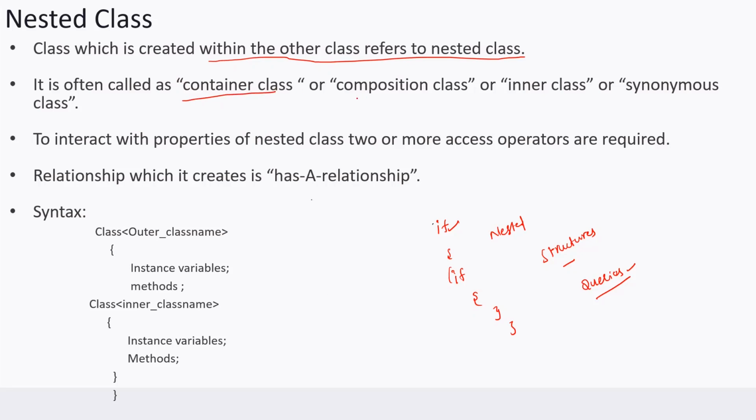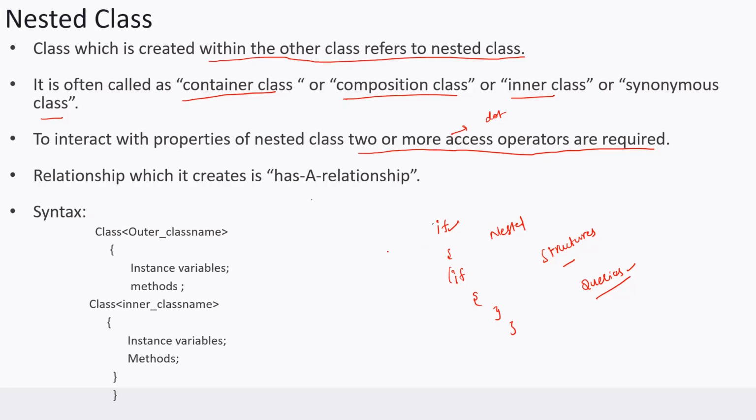So for nested class, we have four names: container class, composition class, inner class, or synonymous class. Clear? So to interact with the properties of nested class, two or more access operators are used. So access operators are nothing but dot operators. Is that point clear? Access operators are nothing but dot operators.